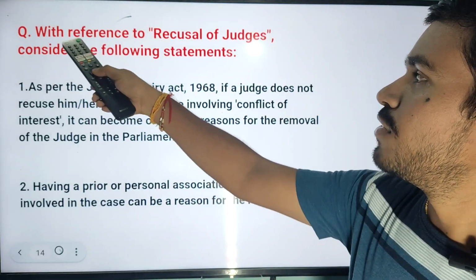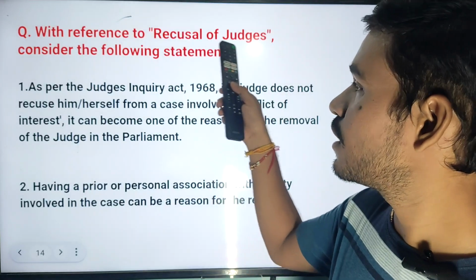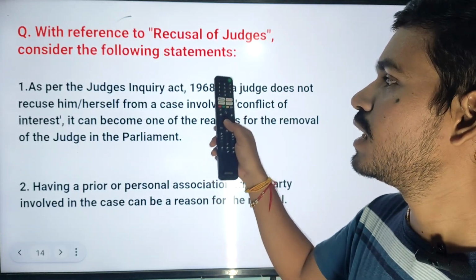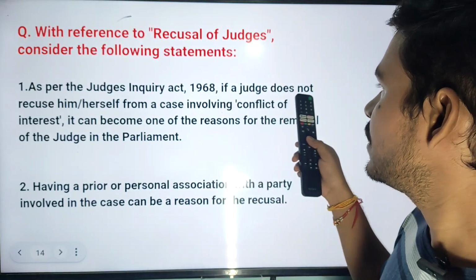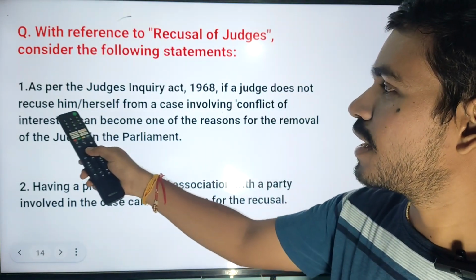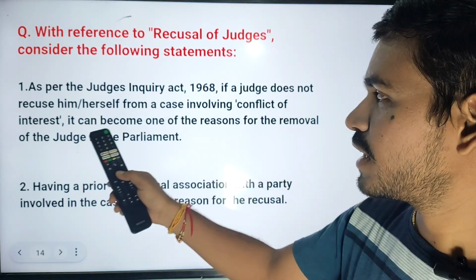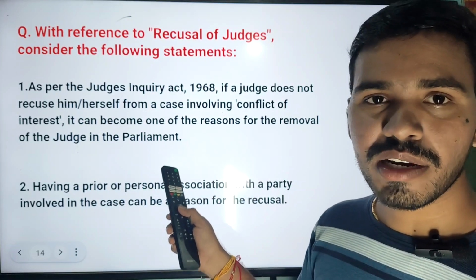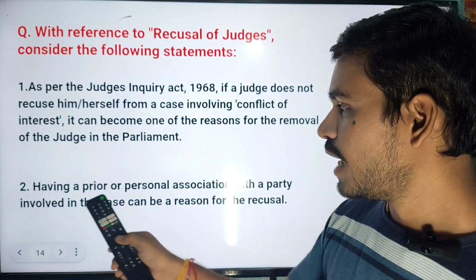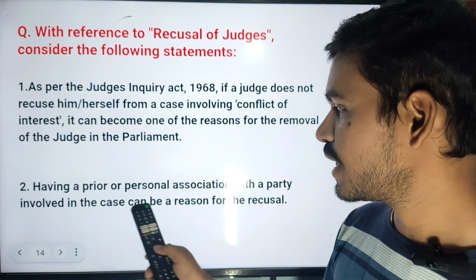So next question, with reference to the recusal of judges. So recusal of judges, consider the following statements. First one, as per the Judges Inquiry Act 1968, if a judge does not recuse him or herself from a case involving conflict of interest, it can become one of the reasons for the removal of the judge in the parliament. Next statement, having a prior or personal association with a party involved in the case can be a reason for the recusal.